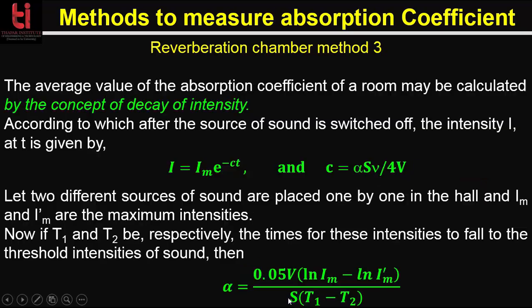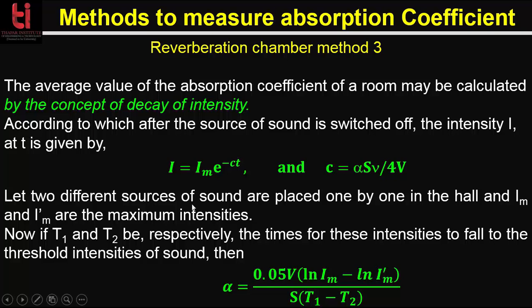Now for reverberation chamber method 3, the third method to measure the absorption coefficient, the average value of the absorption coefficient of a room may be calculated by the concept of decay of intensity. According to this concept, when we switch off the source of sound, the intensity I at time T is given by I equals Im times e to the power minus C T, where C is equal to alpha into S into small v divided by 4 into capital V. Here alpha is the absorption coefficient, S is the surface area, small v is the velocity of sound, and capital V is the volume of the hall.